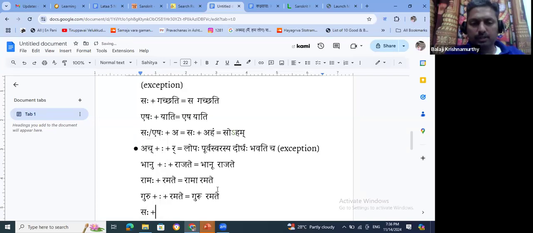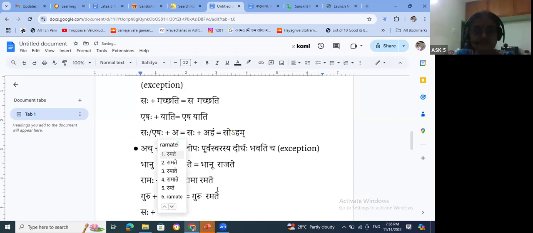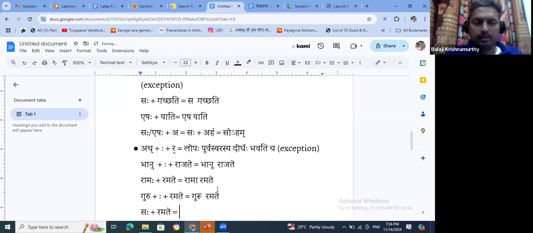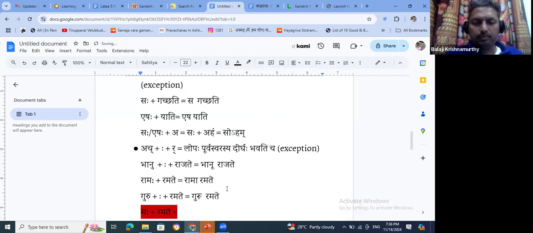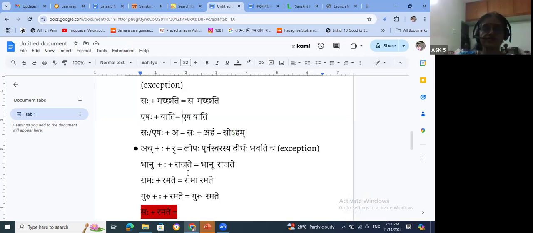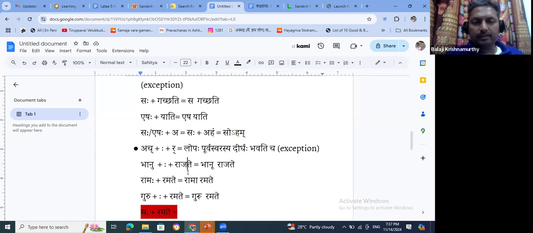Because as per the previous rule, saha yeshaha, if any vowel or consonant follows, that's lopaha bhavati. As per the second rule, it is followed by r, so purvavarnasya dirgha happens. So saha plus ramate, sa ramate. I don't know which rule takes precedence, I have to check. I'll check and tell you.